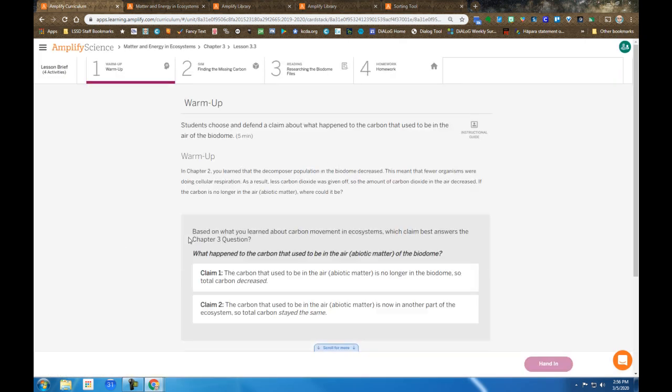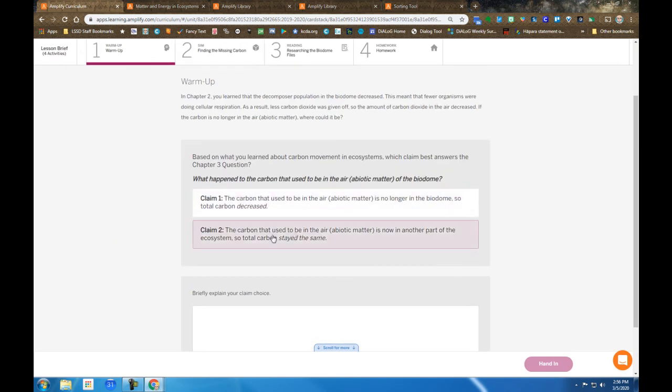So in step 1 in the warm-up, you're asked to select which claim. I'm going to go ahead and point you towards claim 2 right now. We do know that at this point total carbon stays the same. It's not getting into or out of the biodome. It's contained inside. And so we know that that's a closed system and that the total amount of carbon is going to stay the same.